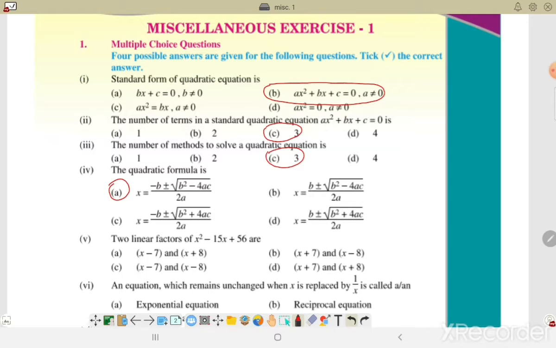Fifth part is the two linear factors of x squared minus 15x plus 56. We have to find the linear factors, so we have to solve it. We'll just factorize it, we'll break the middle term. The two numbers that we will use are 7 and 8. And again, minus 7 and minus 8 will be taken as common from here. So x minus 7 and x minus 8 are the two linear factors. So C is the correct option.